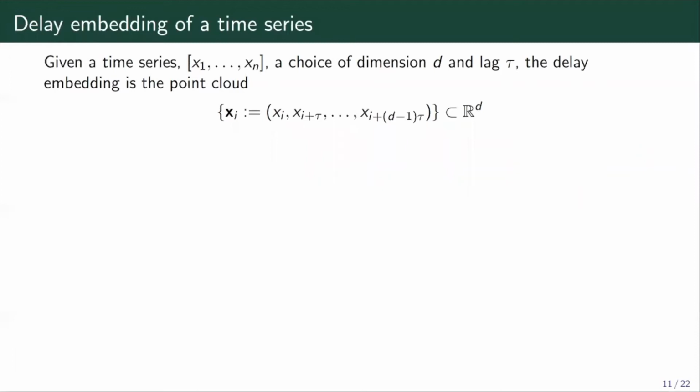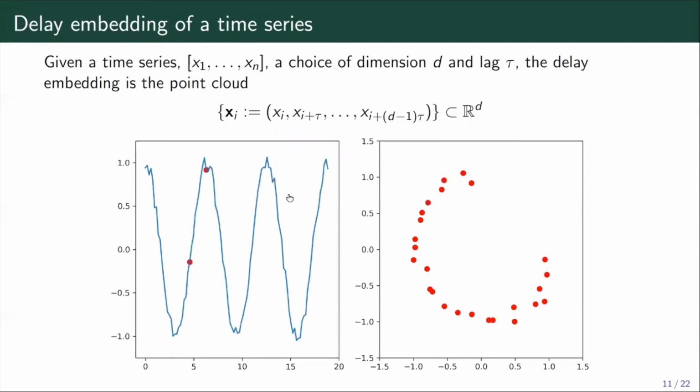To get a point cloud to input into our method, we're going to use the time delay embedding. A time delay embedding is defined for a given time series using a dimension d and a lag tau. The time delay embedded point cloud is then the collection of d-tuples of points that are spaced tau apart. To make this a little bit more clear, let's look at an example. Here we have another noisy sine wave. And we're going to pick a dimension of 2. So we want to look at these 2 red points. And our tau is going to be whatever the spacing is between the points here.